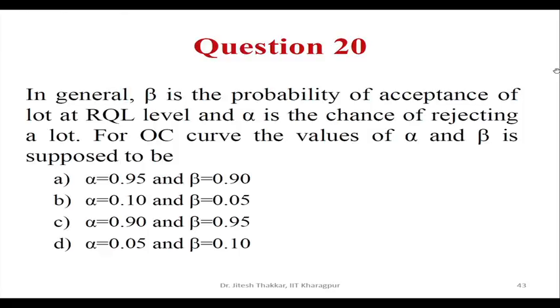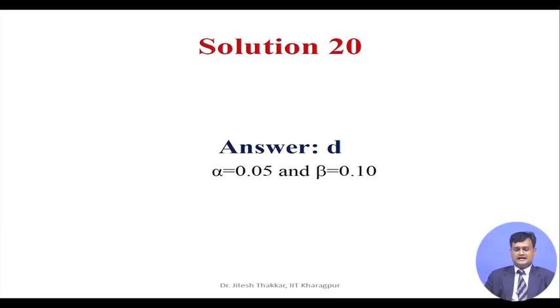Question 20. In general, beta is the probability of acceptance of a lot at RQL level and alpha is the chance of rejecting a lot. For an OC curve, the values of alpha and beta are supposed to be, so most widely used values you are supposed to suggest, and you are given the options A, B, C, D. The correct answer is D, alpha is equal to 0.05 and beta is equal to 0.1.